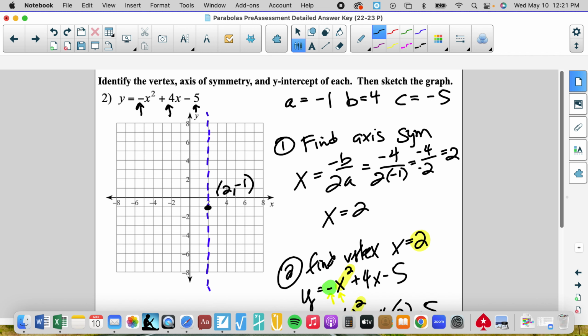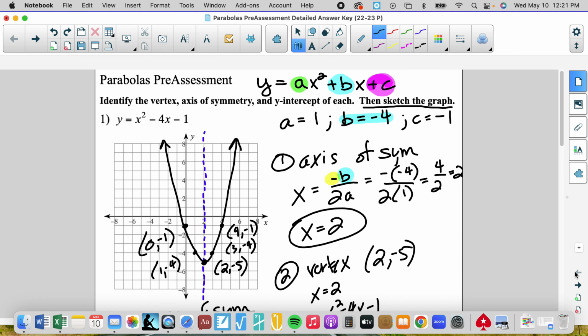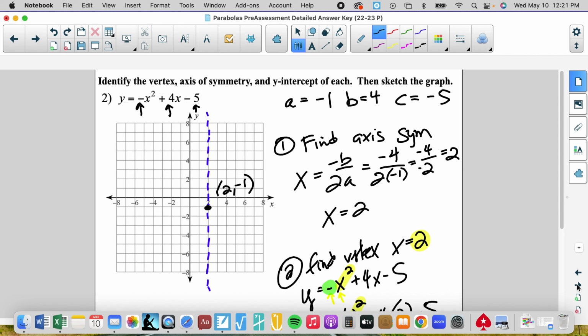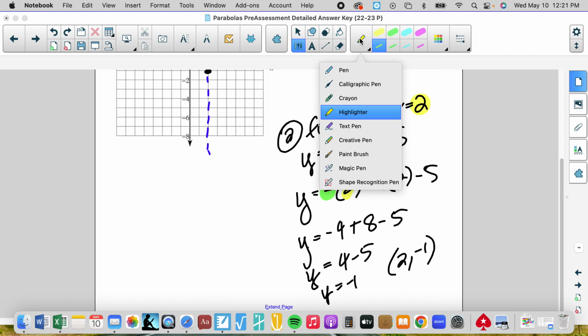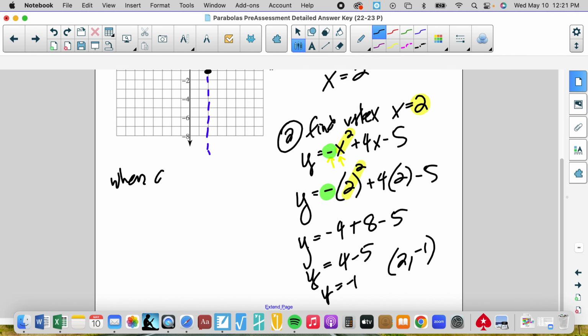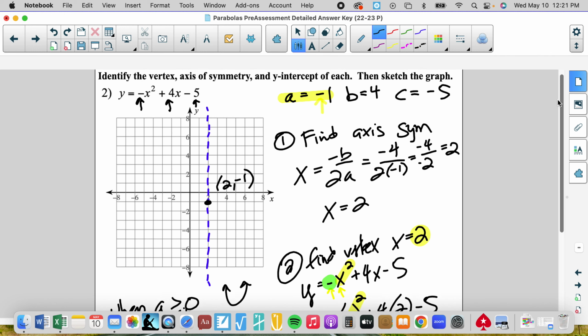Well, Mr. Mack, why'd you write your coordinate above here in the vertex? In problem number 1, you wrote it below. Because here is something interesting that we have to be aware of. When my A value is negative, the shape of my parabola is going to be a little bit different. When A is greater than 0, it's going to have a U shape. When A is less than 0, or negative, it's going to be an upside down U.